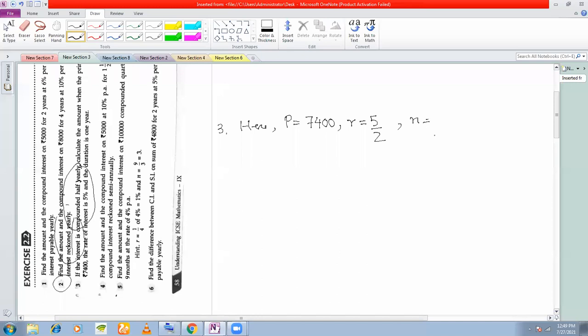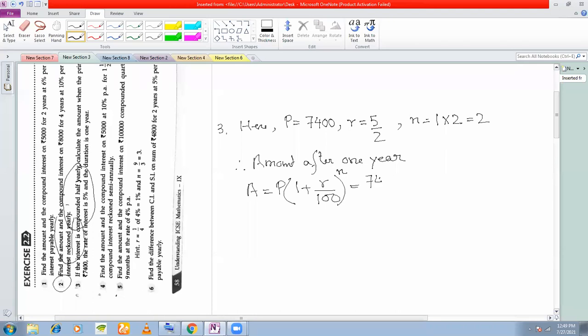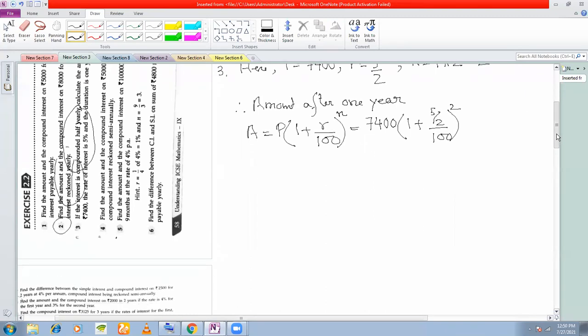And time here is how much given? 1 year. So we double the time. So n here is 2. So therefore, amount after 1 year, A is equal to P into 1 plus R by 100 to the power of n. Now put the values. 7,400 into 1 plus rate is 5 by 2 divided by 100 to the power of n. n is 2.